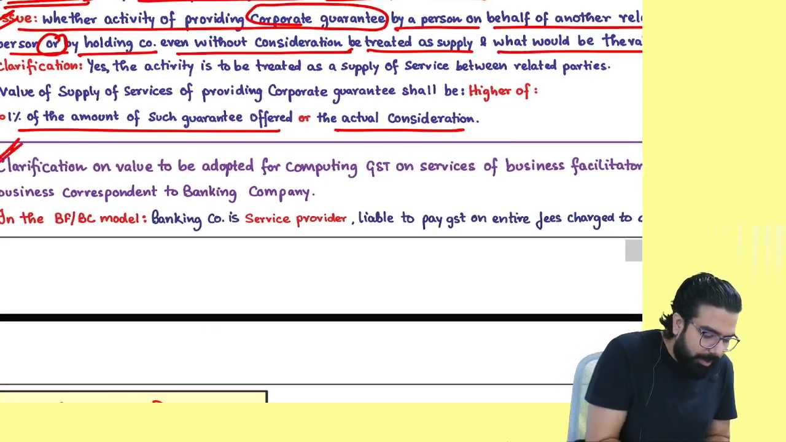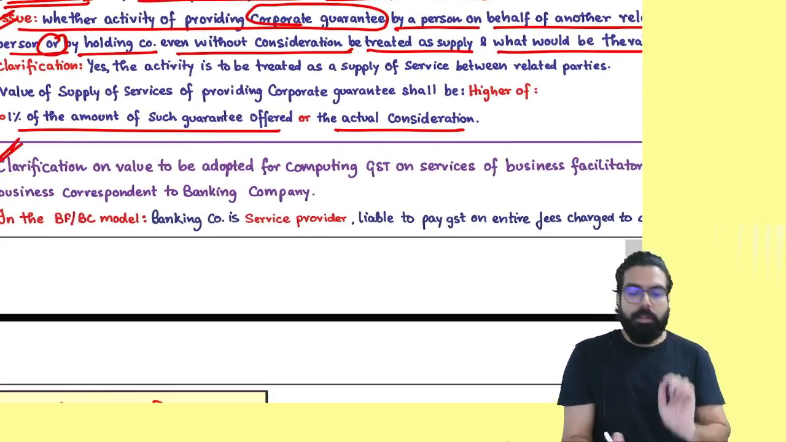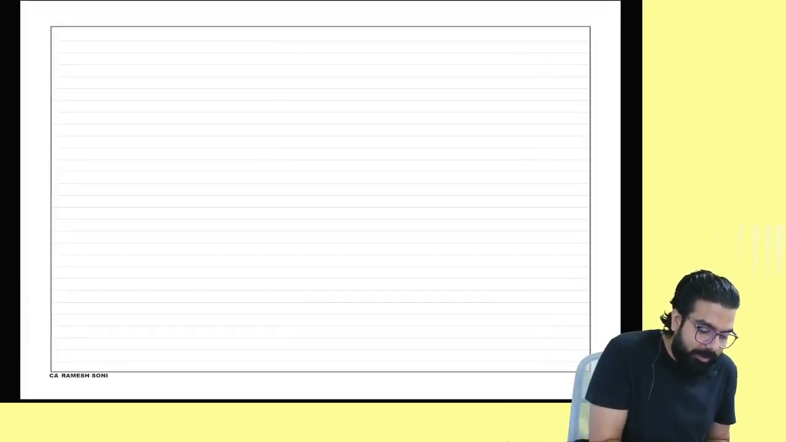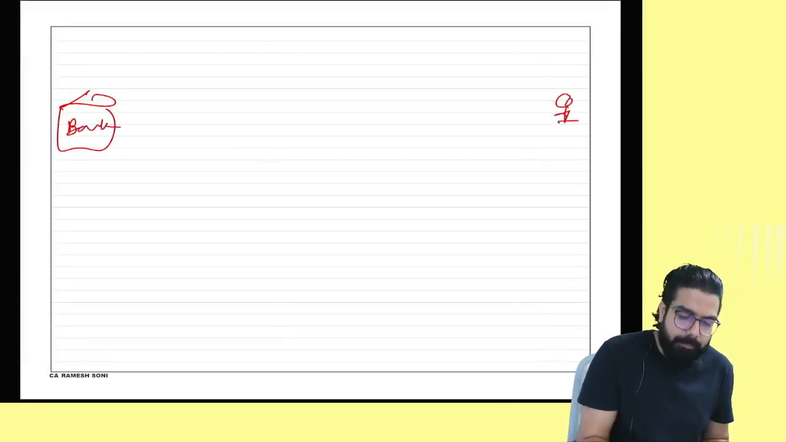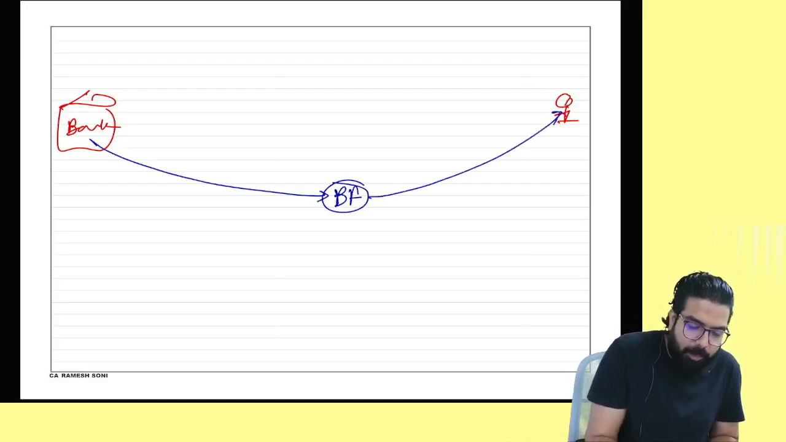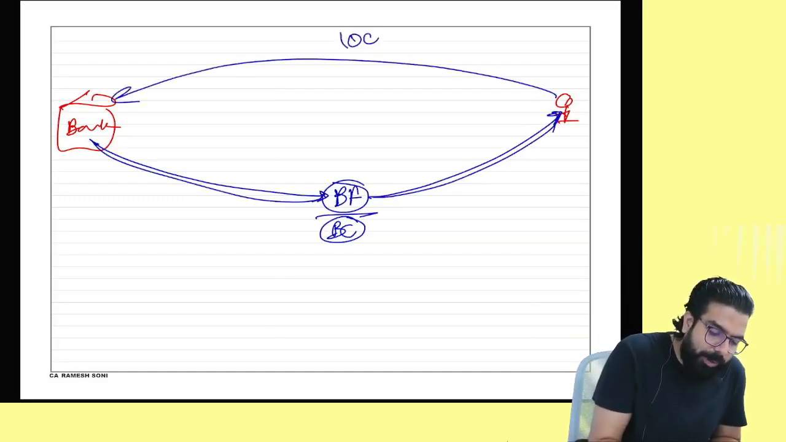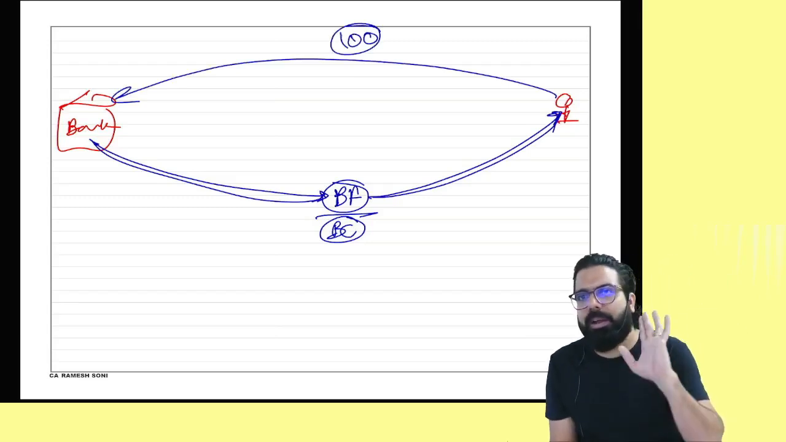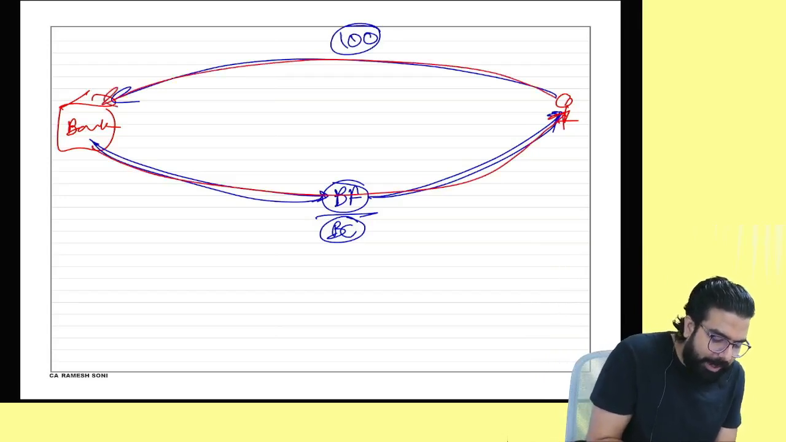Can I go ahead, everyone? Next. This clarification, I don't like it, but still okay. C graded, but still okay. Listen. This is a bank. This is one customer. The bank provided services to the customer through a business facilitator, or through a business correspondent, and collected 100 rupees from the customer as charges. Some charges were collected.